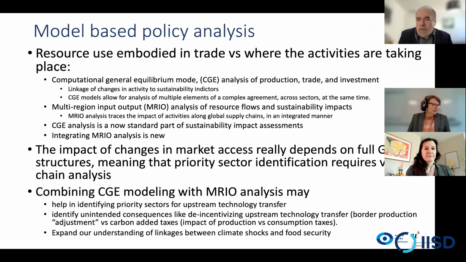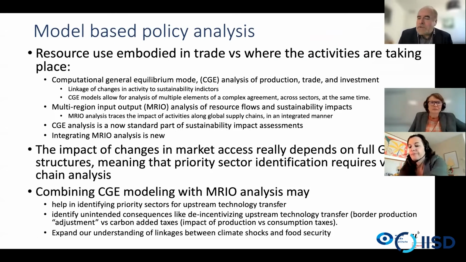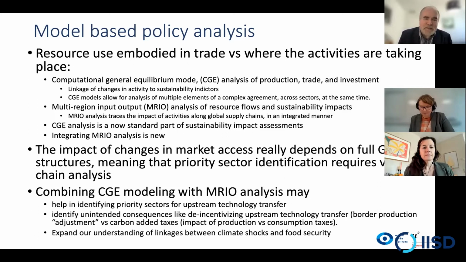CGE models, or computable general equilibrium models, trace through linkages across sectors and across countries. You have value chains built into the data, and you have third country response to trade agreements. They allow us to look at different elements of a trade agreement across many sectors and many countries at the same time.